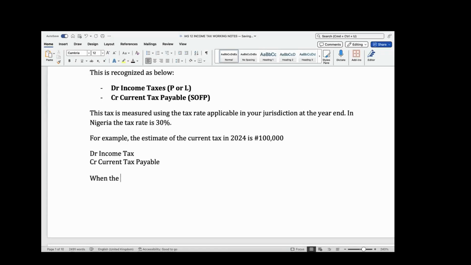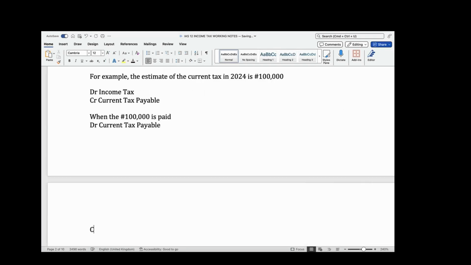So when it's 100,000, you would debit current tax payable, credit bank, right? Yes, correct. It is expected that companies should have done that even before the desk review comes, so you should have cleared off that payable.